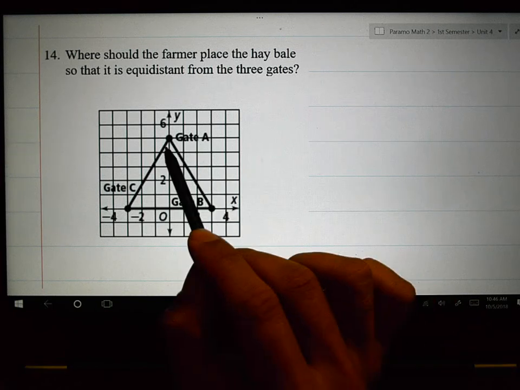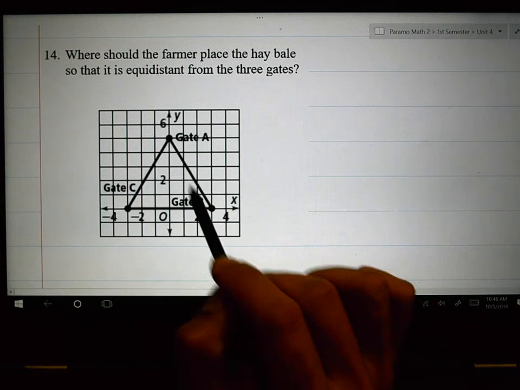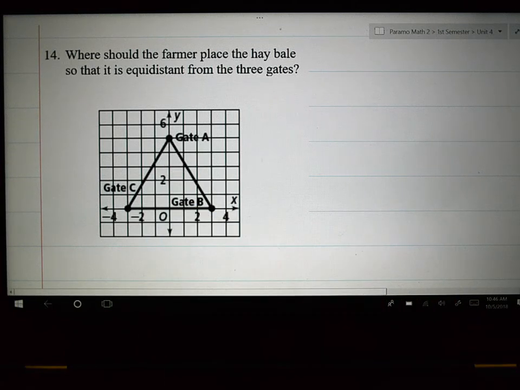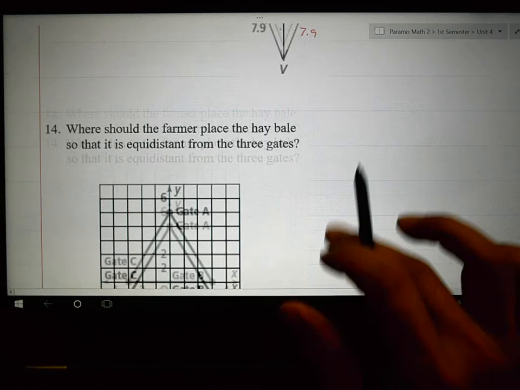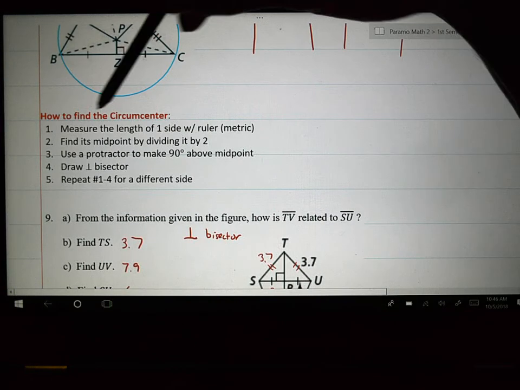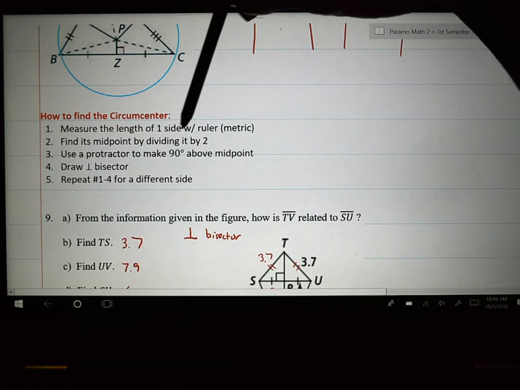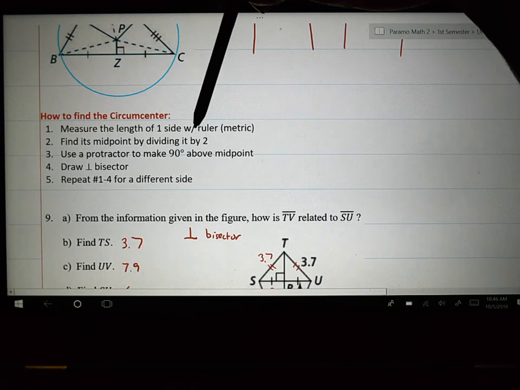What that means is if you have a triangle and there's 3 points and you want to be equidistant from each of these, you need to find the circumcenter. How do you find the circumcenter? The first thing that you do is you figure out where the perpendicular bisectors of both sides are.